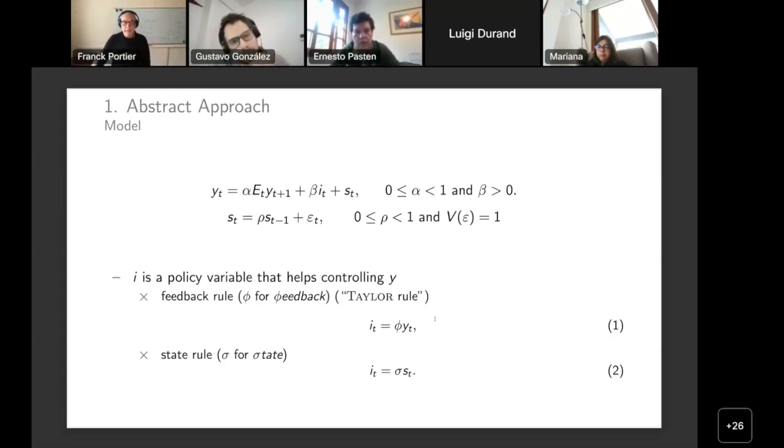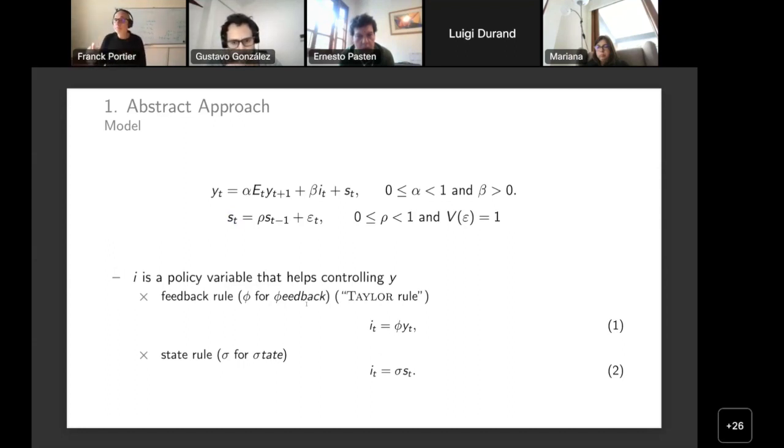And then let me contrast this rule with what I call a state rule that maps the state of the economy into the instrument. Here, because the model is fully forward-looking, the state of the economy is only the exogenous variable s. So I have this model with those two different policies. And my question is, does it make a difference to assume one or the other? Are there some allocations that can be produced with one and not with the other?